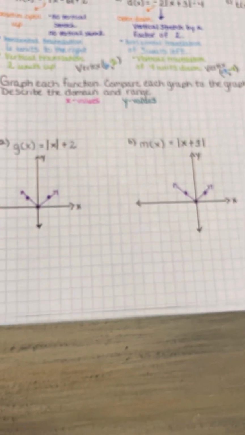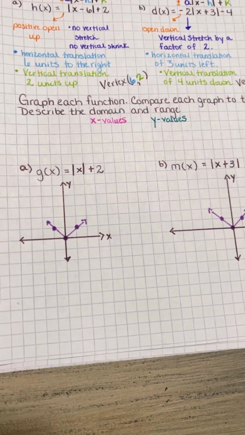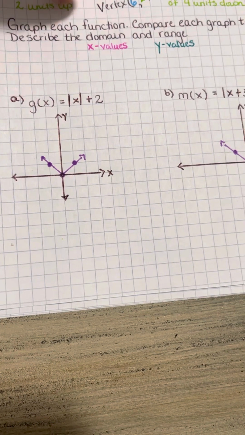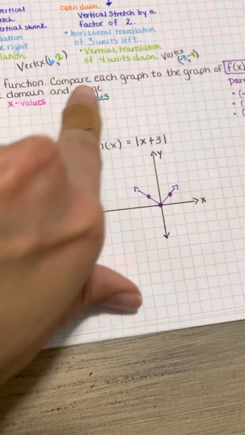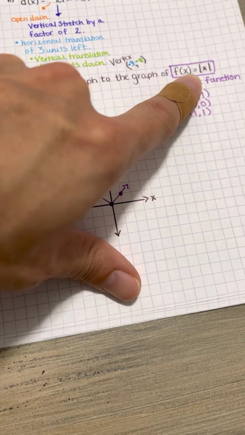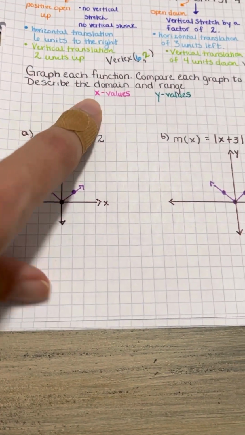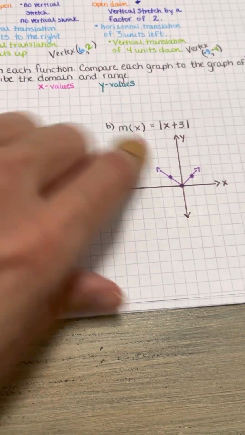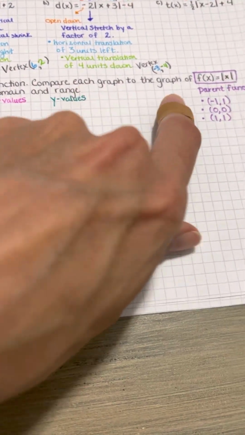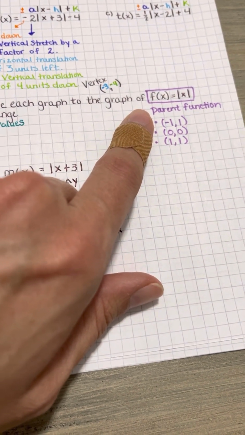All right, guys, second piece to this absolute value puzzle that we're going to look at here is graphing each one of these. So I've got two examples here, and the directions say to graph each function, compare each graph to the graph of f of x equals the absolute value of x, and then we want to describe the domain and the range. All right, so let's go back here and talk about comparing each graph to the graph of f of x equals the absolute value of x.